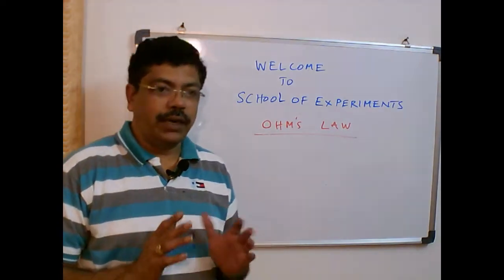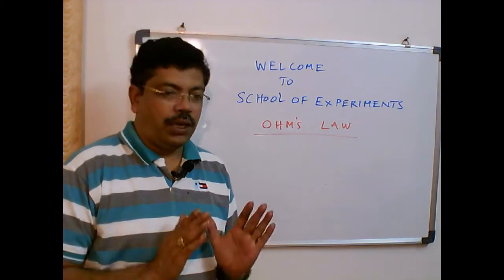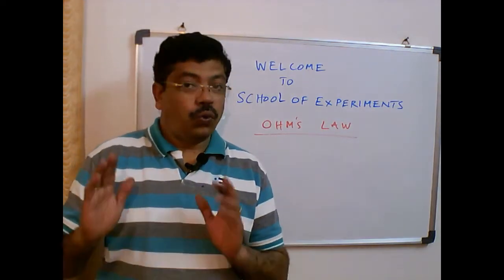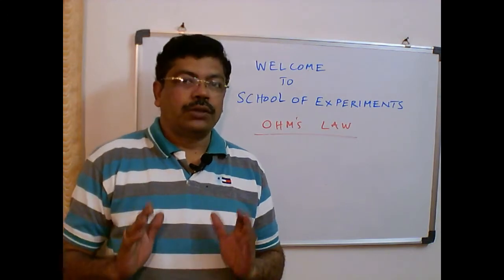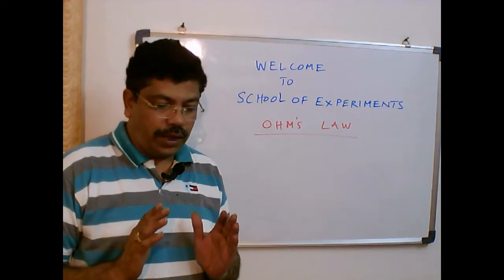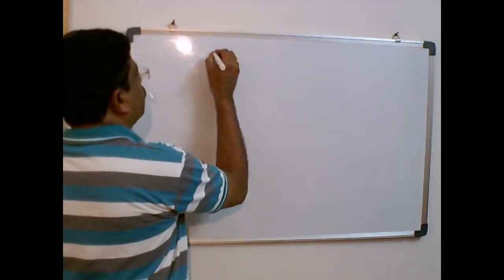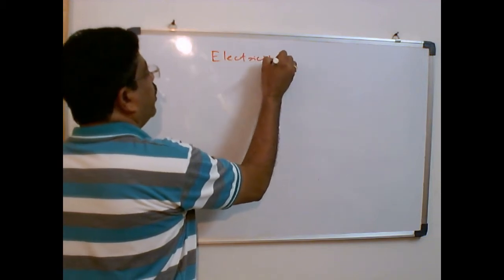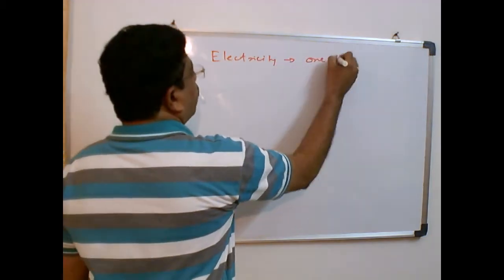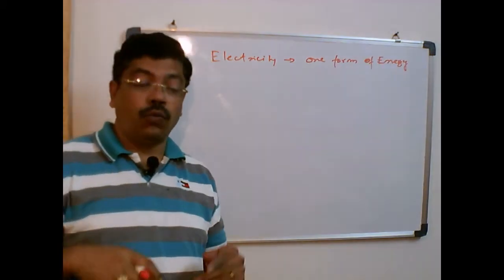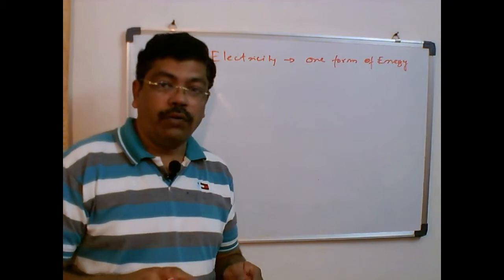Ohm's law basically states that the current is directly proportional to voltage, with R being the constant, where R means resistance. Electricity is one form of energy, like wind energy, like water energy.